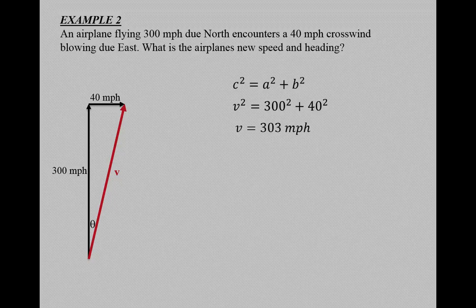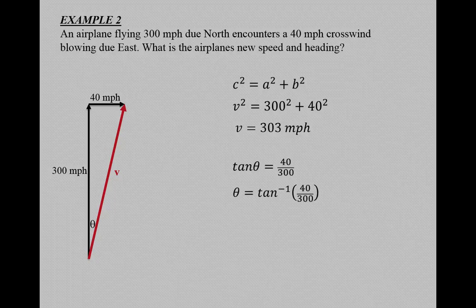Now we can solve for the angle theta using tangent. Tangent theta equals the opposite side of 40 over the adjacent side of 300. Taking the inverse tangent of both sides gives us an angle of 7.6 degrees.